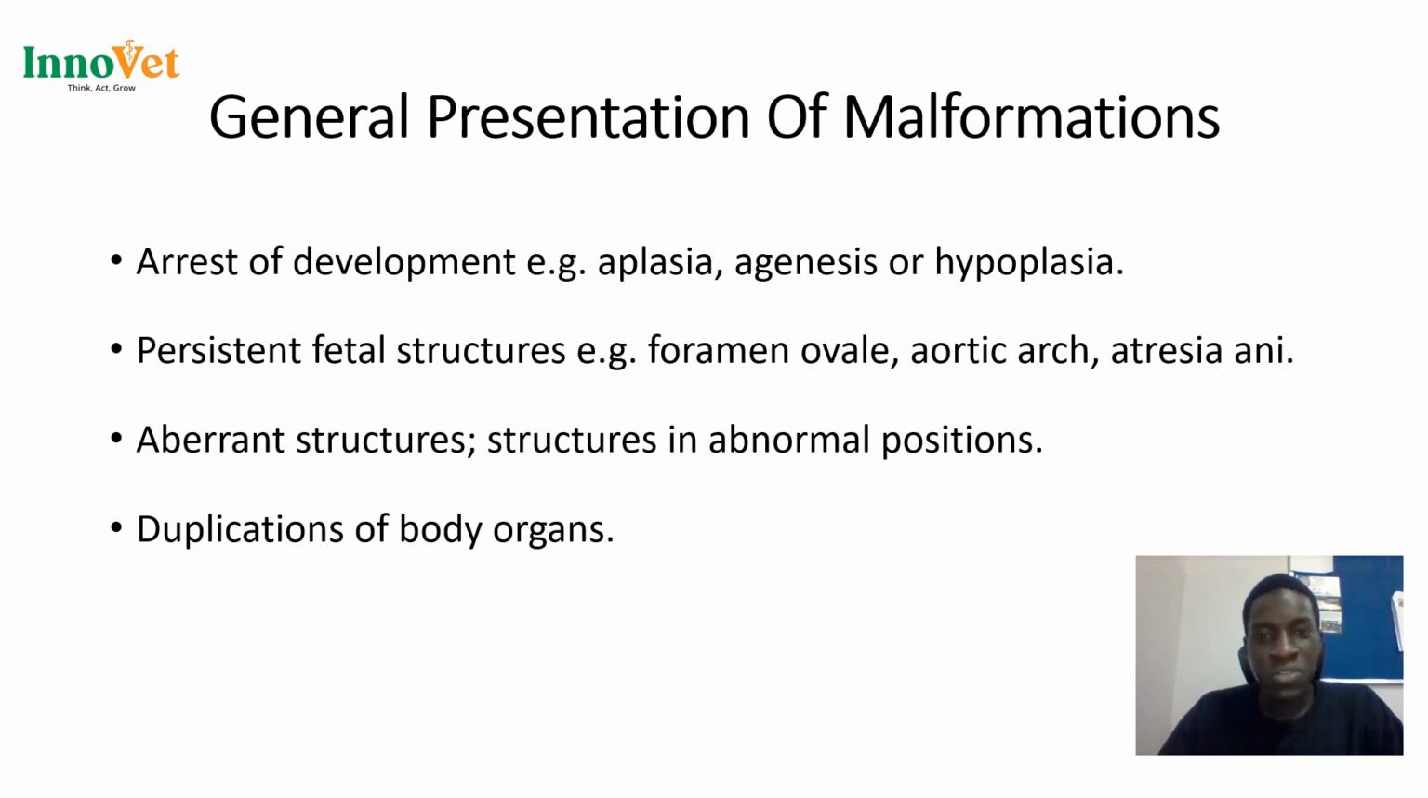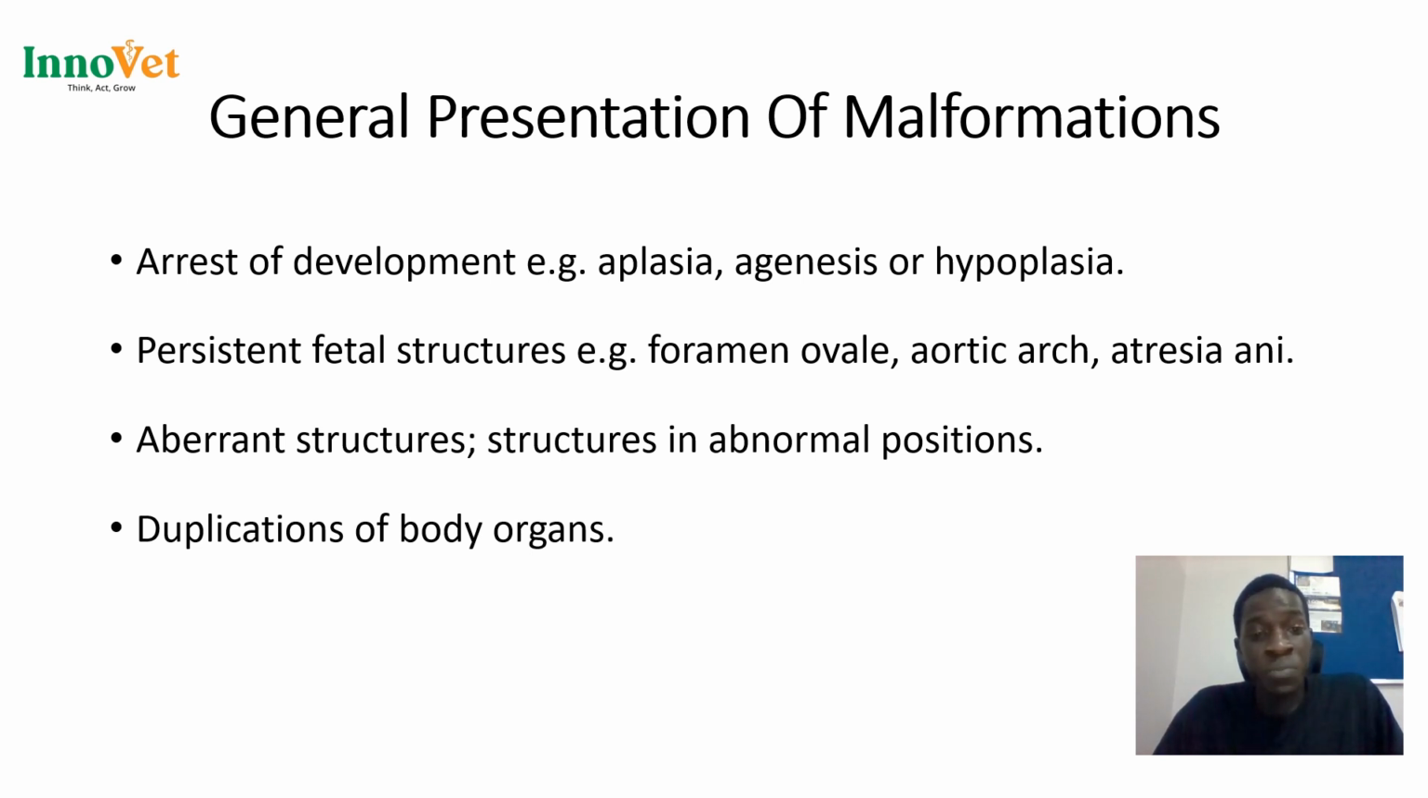Now we shall move on to the general presentation of the malformations. So what do we see really for any given malformation? This is what we can characterize or simply find out or observe about it. So there will either be arrest of development, where we shall see the development having stopped somewhere, it has not reached the full capacity. For instance, in the cases of aplasia, agenesis, or hypoplasia.